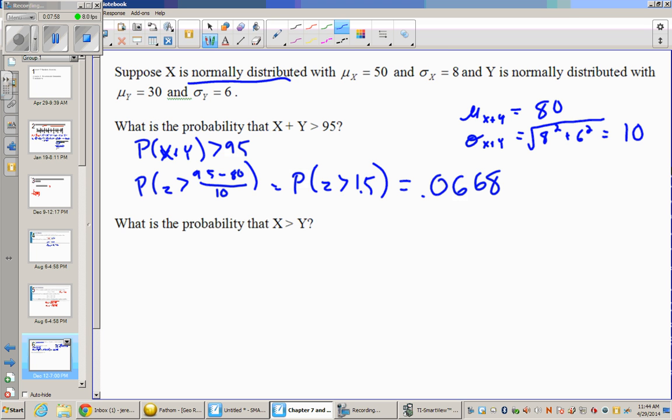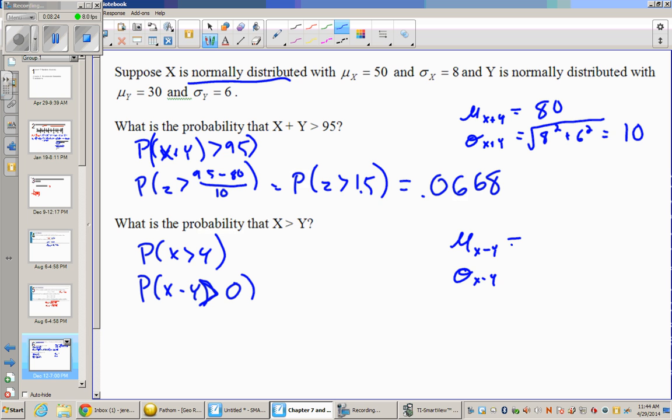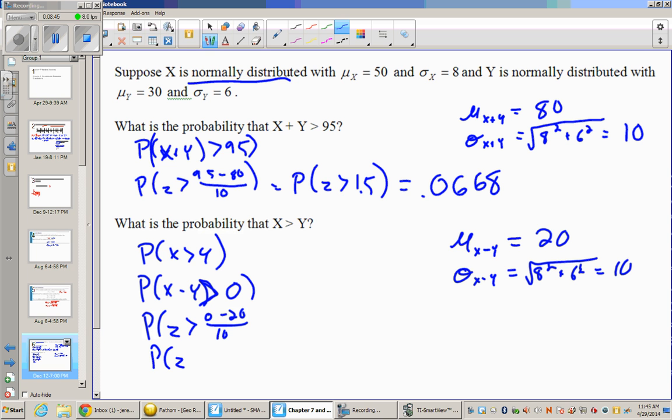Now, if I want to find the probability x is greater than y, this is hard to deal with because we're used to having a single variable on this side. So what I like to do is subtract y from both sides, and find the probability that x minus y is greater than 0. The mean of x minus y is the mean of x minus the mean of y, which is 20. The standard deviation is the square root of 8 squared plus 6 squared, which again is 10. So this is the probability that my z-score is greater than 0 minus 20 over a standard deviation of 10, which is the probability that z is greater than negative 2.